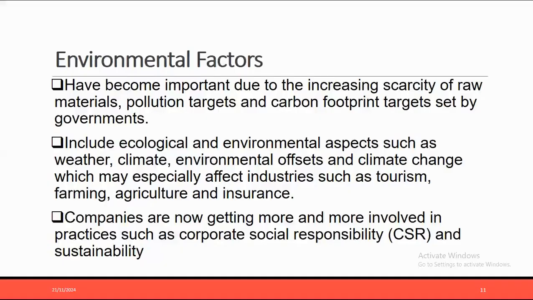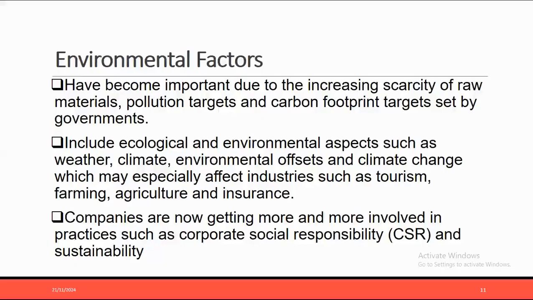So you consider the ecological and environmental aspects like the weather, climate, the climate change, and all of these affect, for example, if your business is in the area of tourism, in the area of farming, agriculture, and insurance, you notice that these environmental aspects directly affect your business, okay?